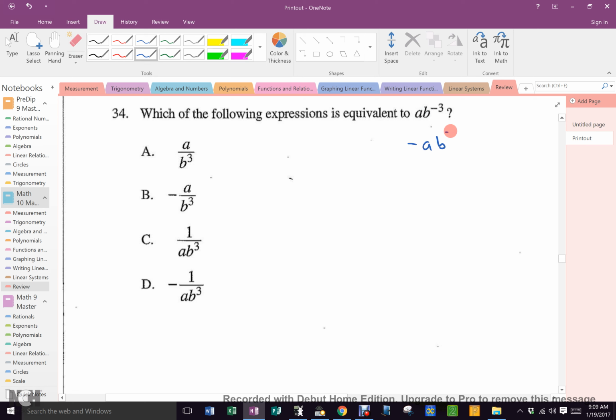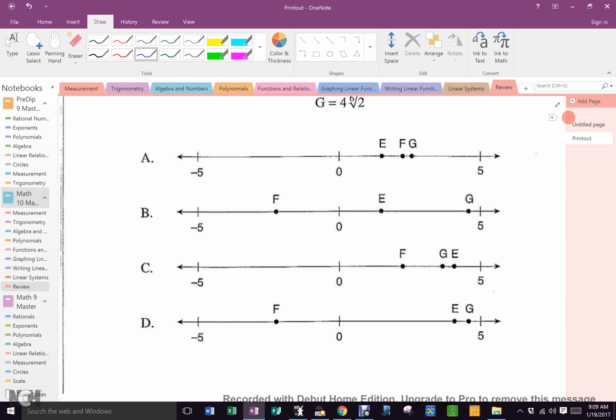negative AB to the negative 3? Then it would be B. Why? I thought negatives weren't allowed. Negative exponents are not allowed. Negative bases are. Okay. So people seem fairly decent with exponents.